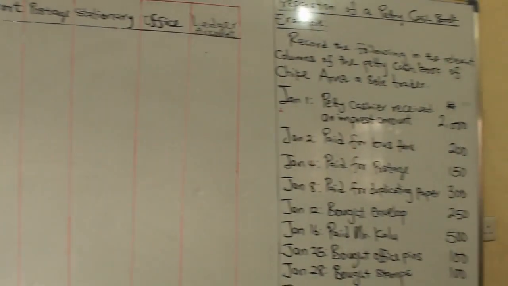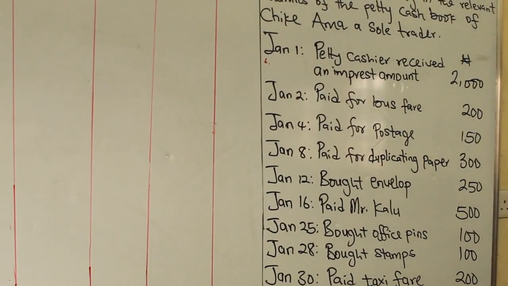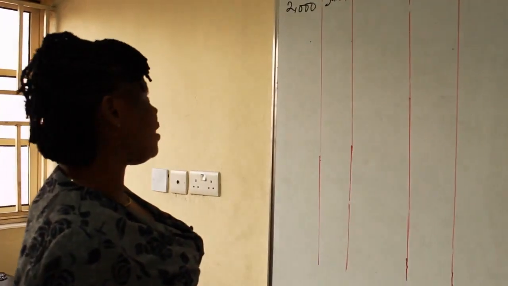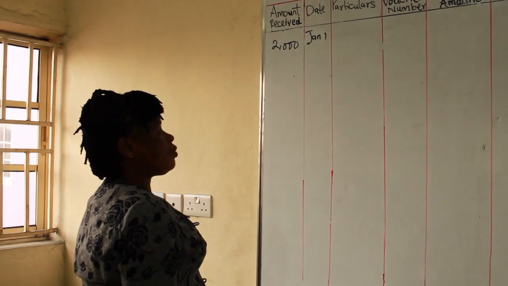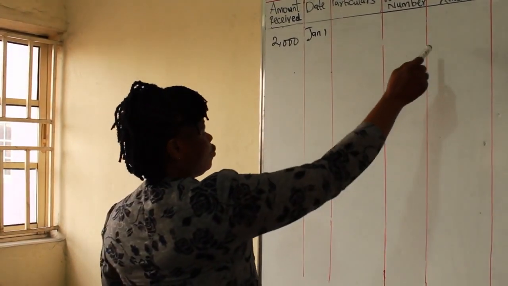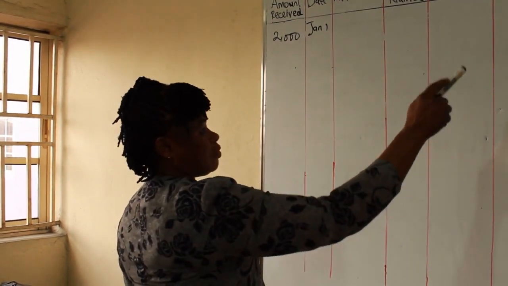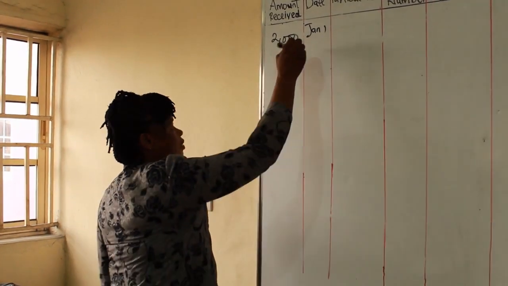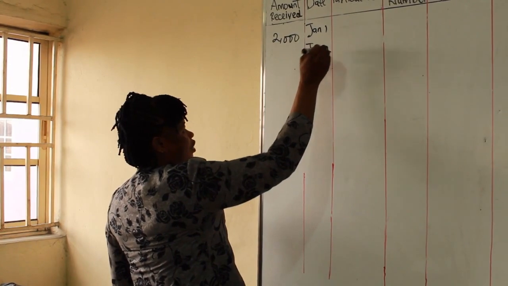On January 2nd, paid for bus fare, 200 naira. The petty cashier will record the 200 naira fare on the total amount and then post it to the relevant column. Therefore, the date is January 2nd.